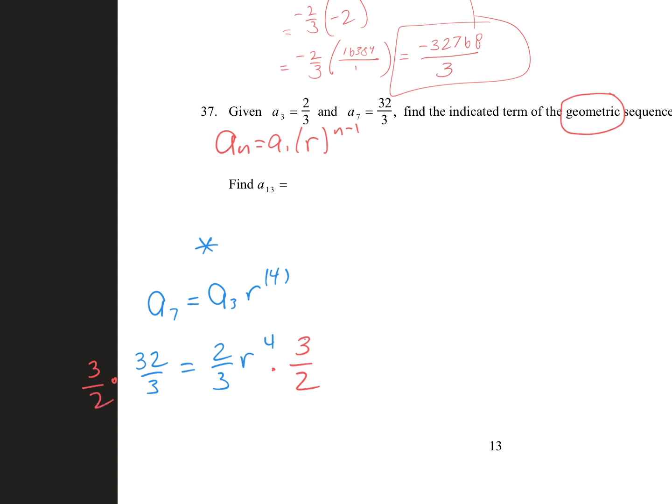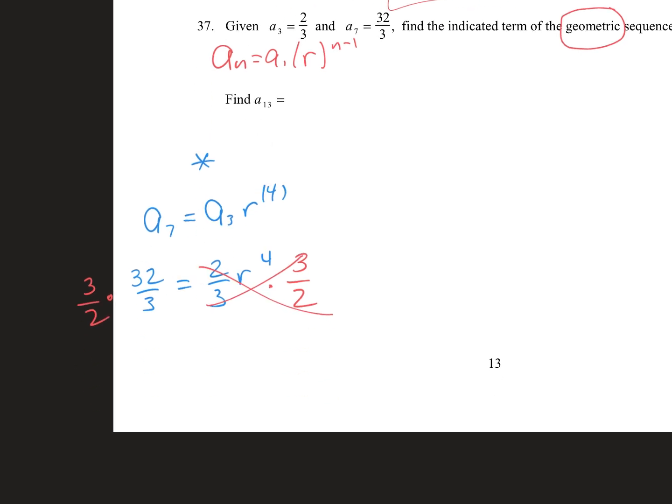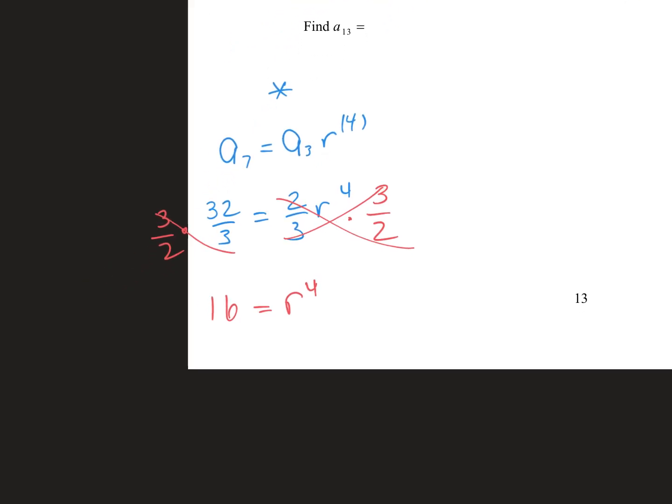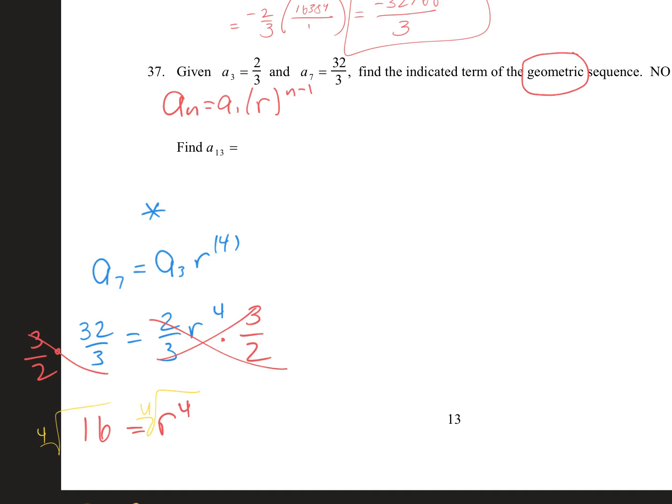Yep, okay, multiply by the reciprocal, so that cancels. So I just have R to the 4th equals, my 3's cancel. What's 32 divided by 2? 16. And then how do I find out what R is, if I know R to the 4th is 16? You take what? The 4th root? What number times itself 4 times gives me 16? It is 2. So you now know what your common ratio is. You know that number is 2.